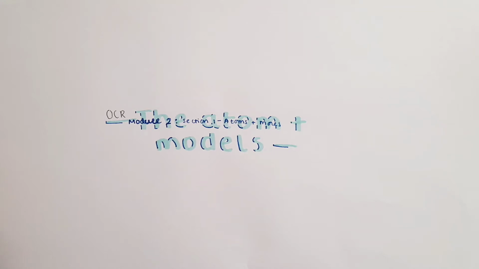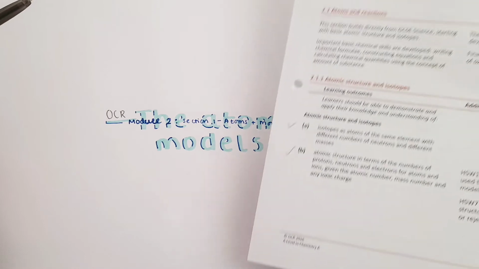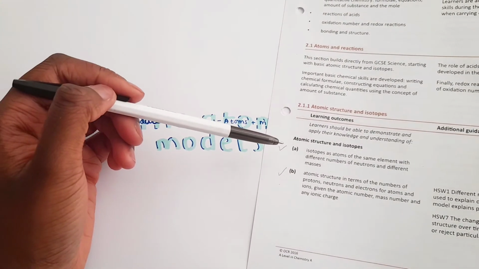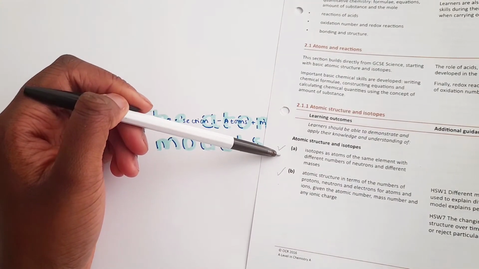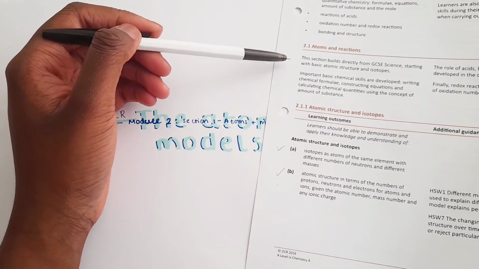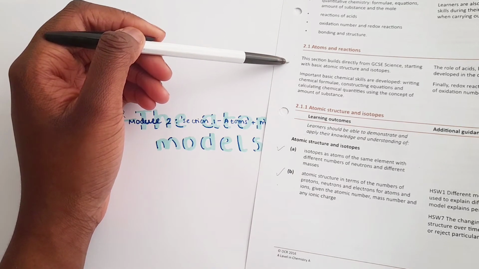OCR, the atom and models, is the very first thing that we need to know about on the spec, and that's seen over here. Also, if we look before that, it says that this section builds directly from GCSE Science. That means there'll be a few things in this section that we may already know about.